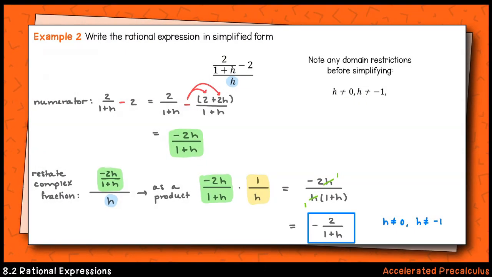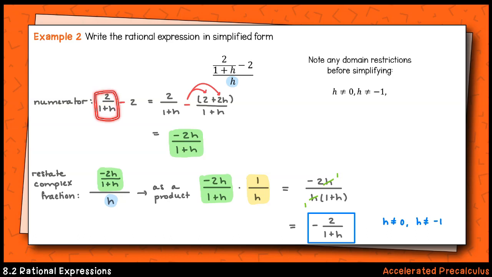Next up, I have an expression with a rational expression in the numerator, so we'll tackle this one exactly the same way. Again, let's start by identifying any domain restrictions, which this time will be 0 and -1. Now, let's simplify that numerator by writing this rational expression over a common denominator of 1 plus h.